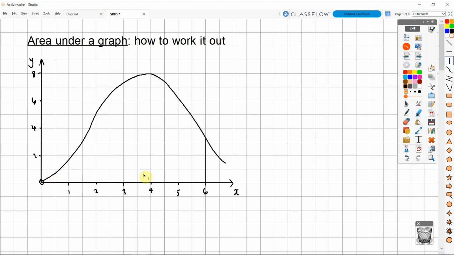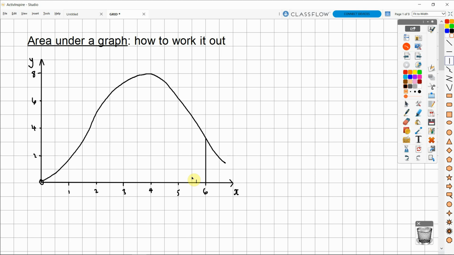Now I hope you realise straight away that this is not straightforward because we haven't got a standard shape here. We haven't got a rectangle, triangle, trapezium, something that we know the formula for. It's got curved edges. Okay, we know the formula for the area of a circle, but it's not a circle. So all we can do at the moment is approximate this area, and that's how this method works.